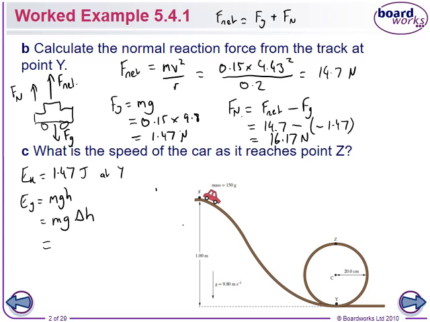So our mass is 0.15 multiplied by 9.8 multiplied by our change in height, which is 40 centimetres. So 0.15 times 9.8 times 0.4. So we need 0.588 joules of gravitational potential energy to get up to point Z.